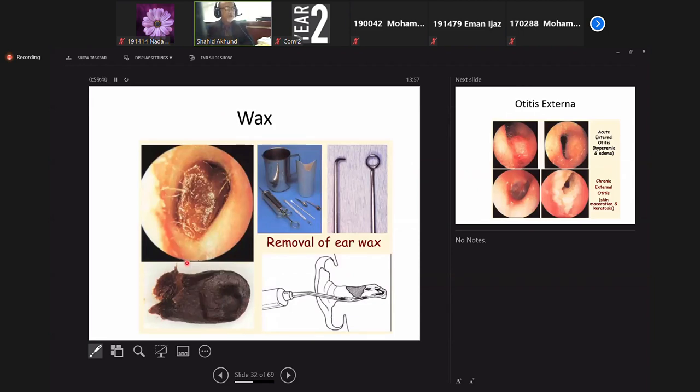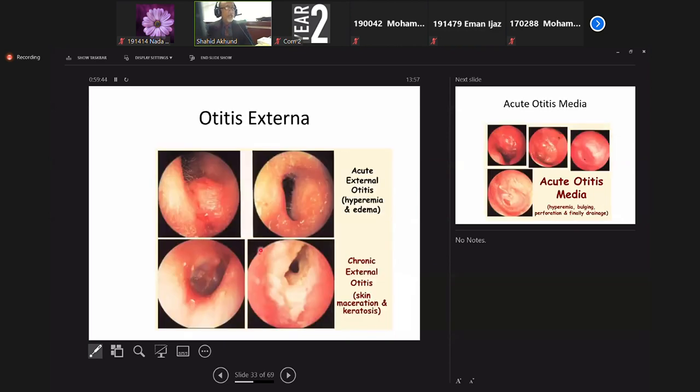Wax is the common problem. Infection of the external ear. I do not want you to remember everything. You had a separate lecture on the different problems of the ear. Okay, otitis externa, different types.